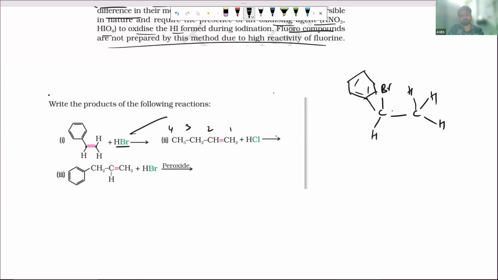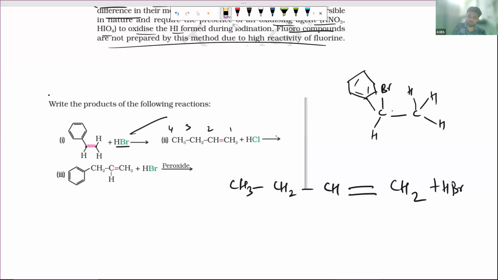You didn't understand this one? It's the one with CH3, CH2, CH, double bond, then CH2. And we are reacting with HBr without peroxide, or HCl. We are just going to break this bond. When the double bond breaks, one valency of this carbon and one valency of this carbon will be free. The chloride ion will go to the carbon which has fewer hydrogens. So which has fewer hydrogens, this carbon or this carbon?